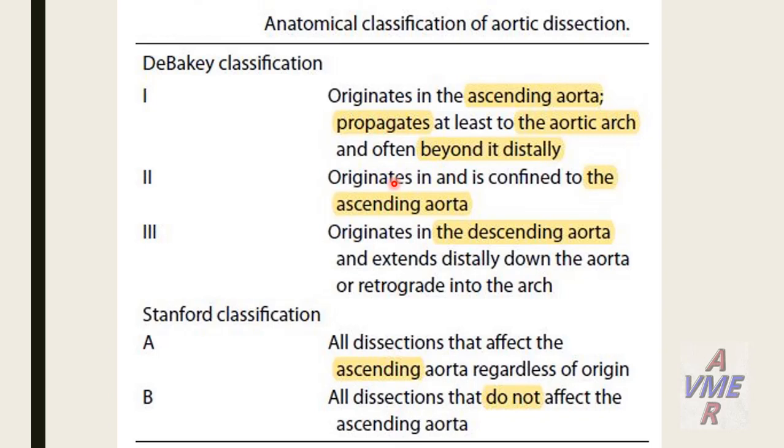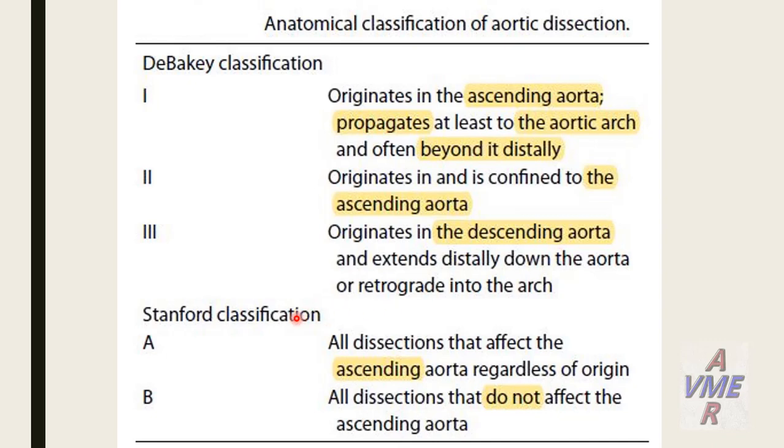Anatomical classification of aortic dissection: the DeBakey classification, which depends on the origin of the entry tear. Type 1 originates at the ascending aorta and extends to the aortic arch and descending aorta. Type 2 originates at the ascending aorta. Type 3 originates at the descending aorta.